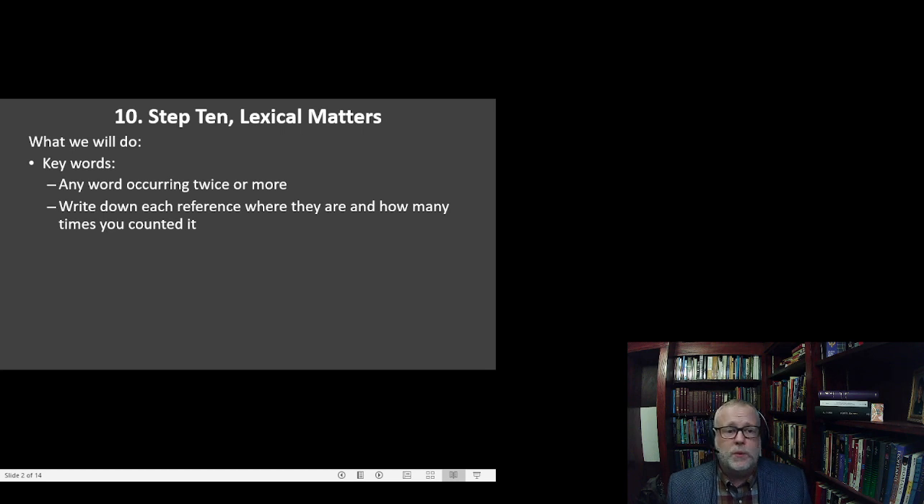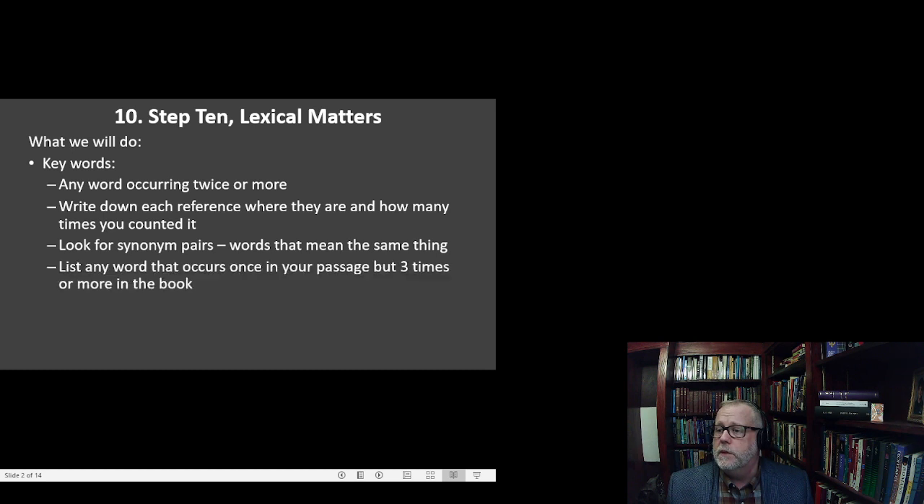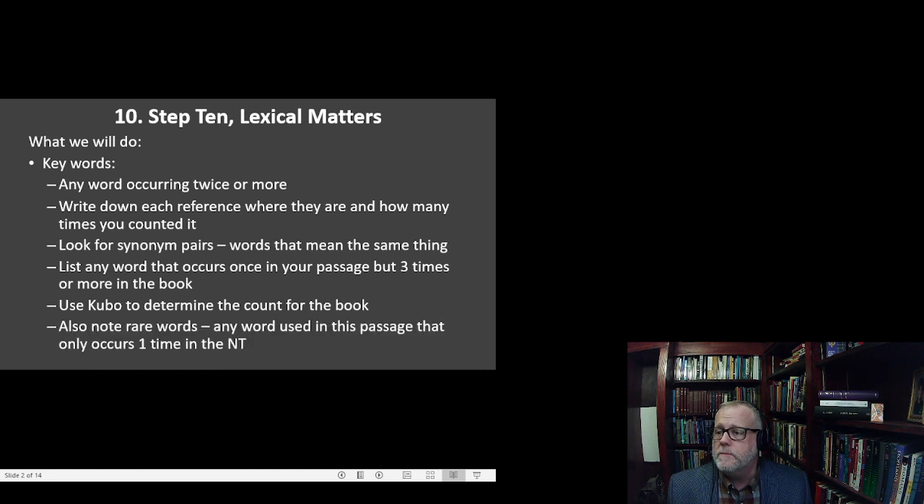So this is helpful for determining keywords. If it occurs twice in your passage, it's a keyword for your passage. Write down each reference where keywords are located and how many times that you counted it. Look for synonym pairs in your passage. Any 2 words that are synonymous, that's going to be a keyword for you. All right. List any word that occurs once in your passage but 3 times or more in the book. This is where you reference the photocopies that I'll be adding. Use Kubo or Miller, either one's fine, and I'm going to put photocopies of that for you. Also note rare words. Any word that only appears 1 time in the New Testament, but it's in your book, in your passage, it's significant to your passage, because that word usually has a host of debates around it.